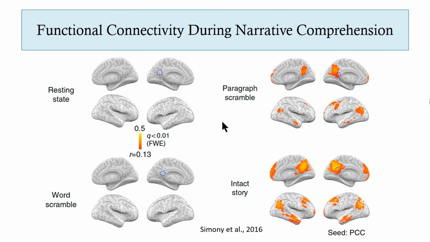Now, if you scramble not the words, but the paragraph, you do see the default mode network actually emerge this time. If you look at the intact story, the default mode network looks more pronounced. So now we see the default mode network, and this looks the same as the default mode network we see during a resting state. But now we have an interpretation for this type of network pattern. In this particular case, the default mode network pattern seems to indicate the amount of cognitive loading for this natural language comprehension task.